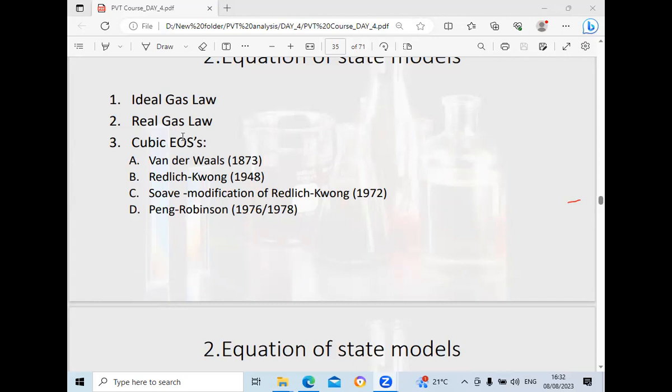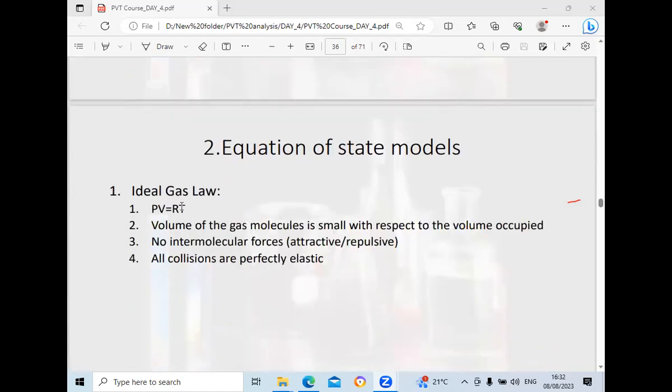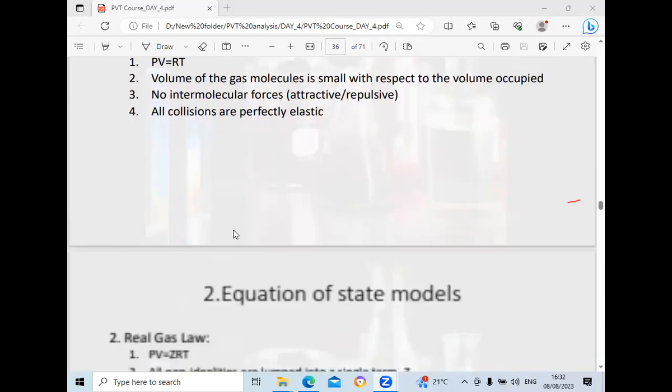All right, so the third part is an advanced method of developing our equation of state, which we call the cubic equation of state. The most widely used among this method is the Peng-Robinson equation of state. So we look at the ideal gas. The ideal gas law simply gives us PV = RT. As I said, we must have seen all of this in basic physics and chemistry.